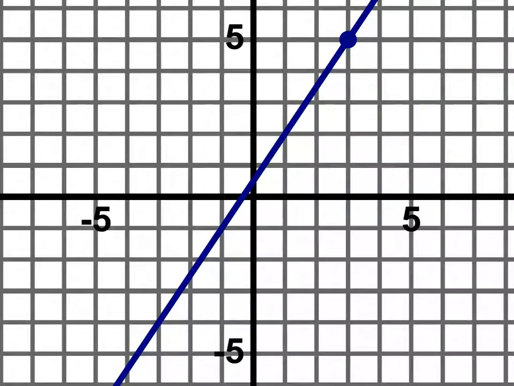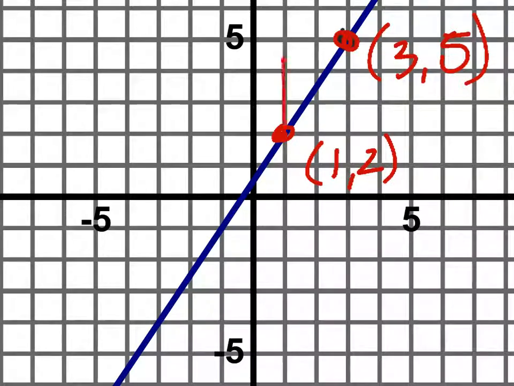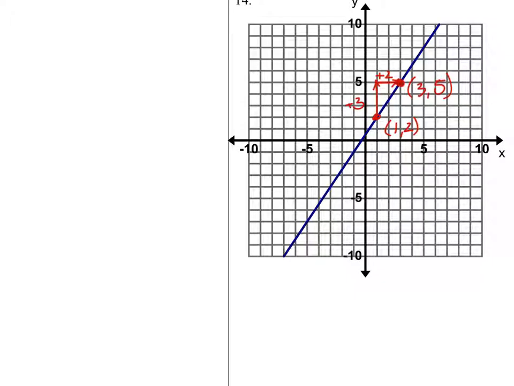All right, so they did, and this was very generous of them. They gave us this point right up here. And this point right here looks like it's (3, 5). So another point I see is this one right here, which is at (1, 2). So when I draw my triangle, like these, it appears that I go up 3, and then to the right 2. So I went up 3 to the right 2. And that gives me my slope. All right, so we've identified the slope is up 3 to the right 2.